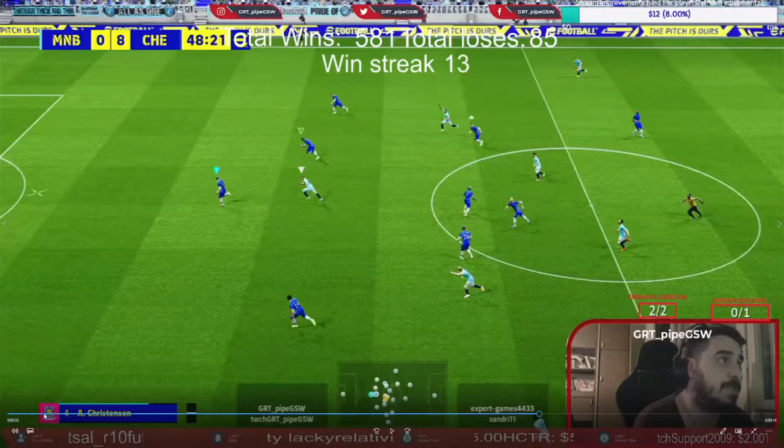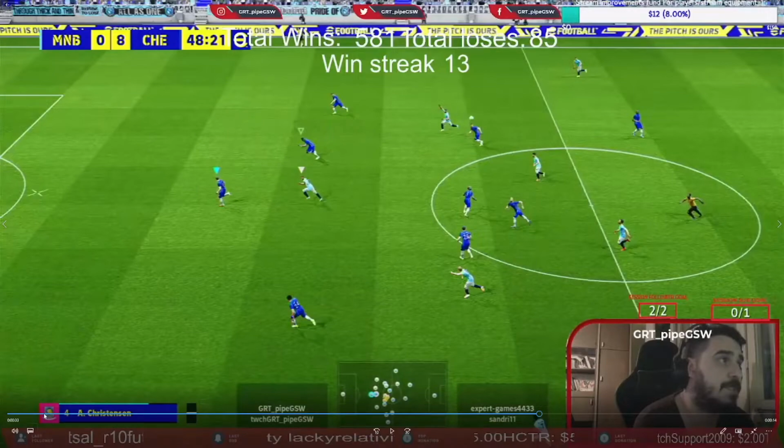Most of the switching was done by the AI. It wasn't done by myself. I didn't do the right analog thumbstick switching. It's because I was thinking that I can intercept him with Hudson-Odoi, who was on the right flank, but actually that was my mistake.